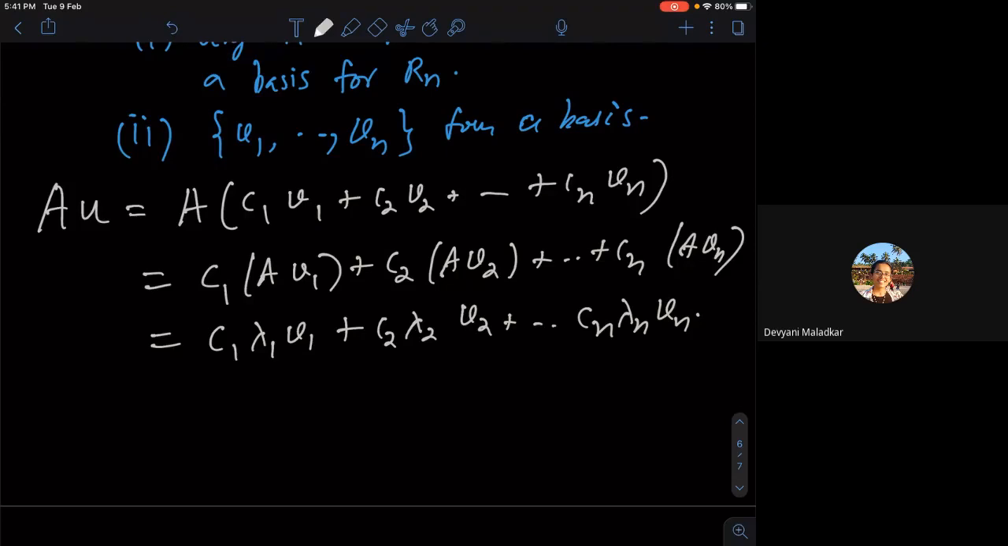This is good, but why do we go through all this pain if I just wanted to compute AU? This is a more painful method to compute AU. But what about if I wanted A raised to 100 times U? Any idea what the answer is? Then this method would be helpful. Why? It would just be C1 lambda 1 to the 100 times V1 plus C2 lambda 2 to the 100, and so on.